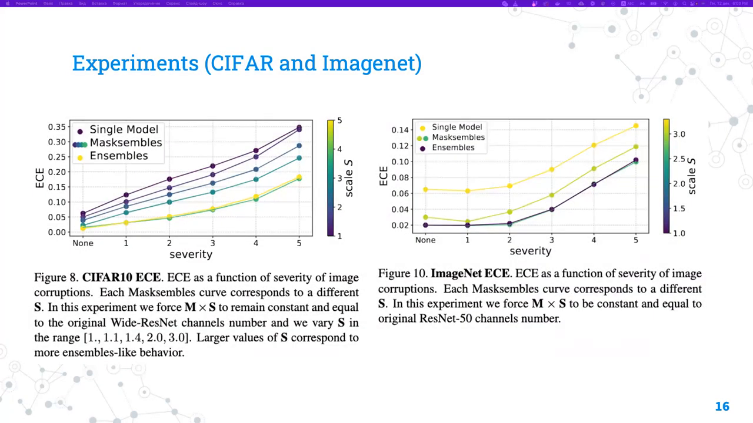In another experiment, we tried to observe this continuity. Once again, we fixed the number of masks, and we tried to change the scale parameter, the correlation between models. For both of the datasets, we observed that we are effectively moving from a single model to ensembles when we change the scale parameter from one to large numbers. So the major point of those two plots is that we actually observe this continuity, this gradient, let's say.